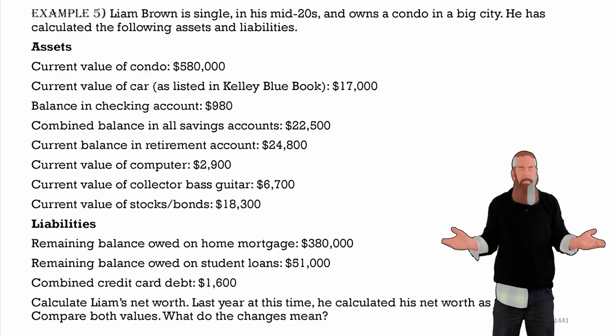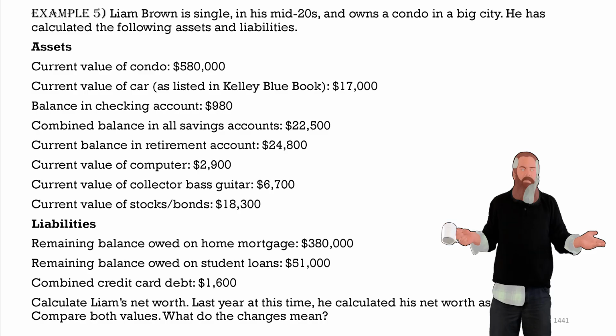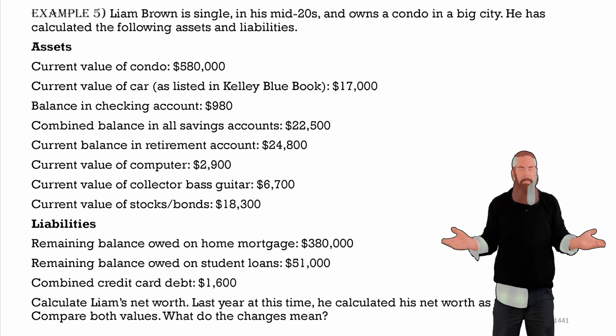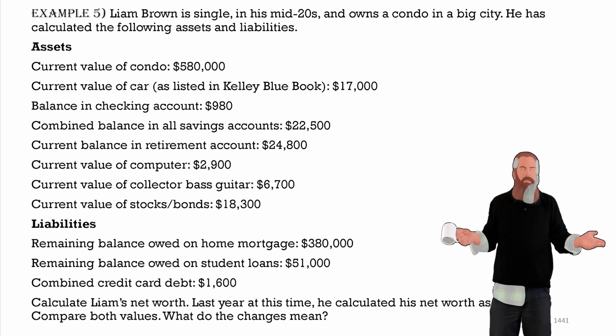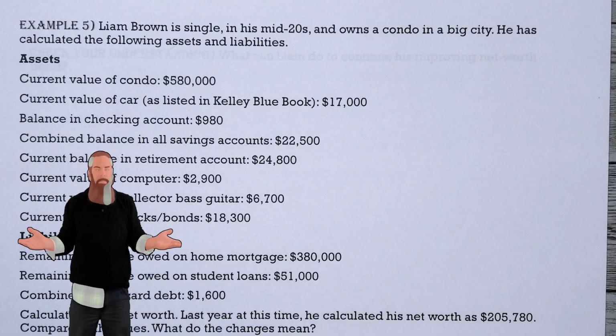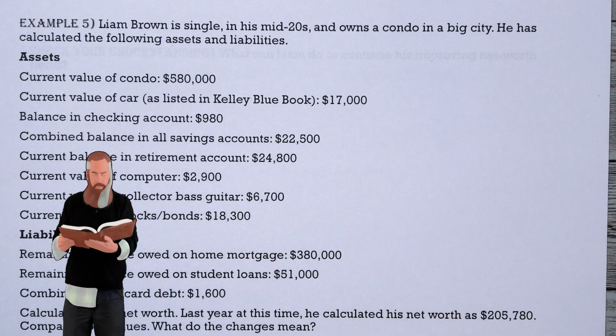You should calculate your net worth at regular intervals, perhaps once or twice a year, to determine if there have been any changes in your financial status. Liam Brown is single, in his mid-20s, and owns a condo in a big city. He has calculated the following assets and liabilities. Net worth is the difference between the assets and the liabilities.